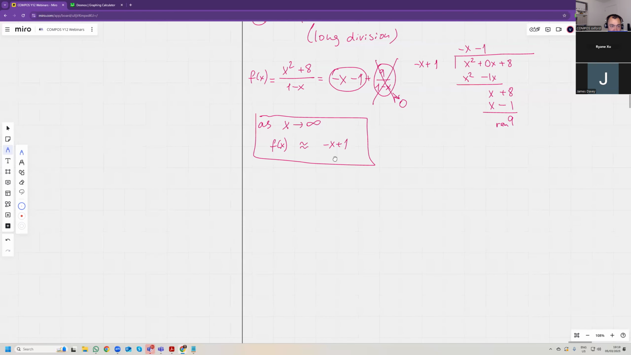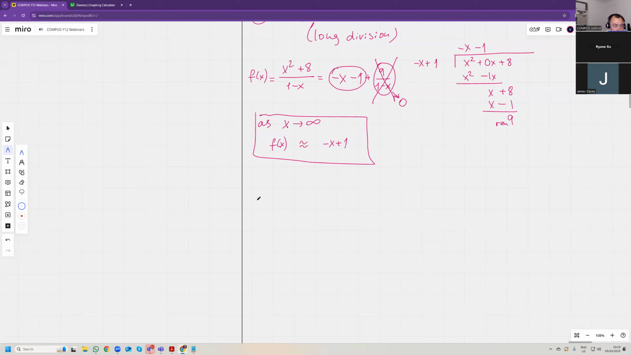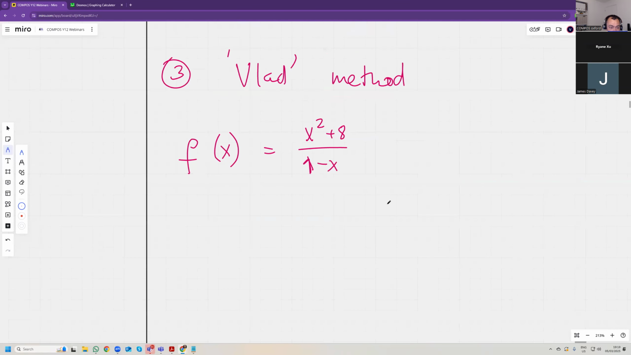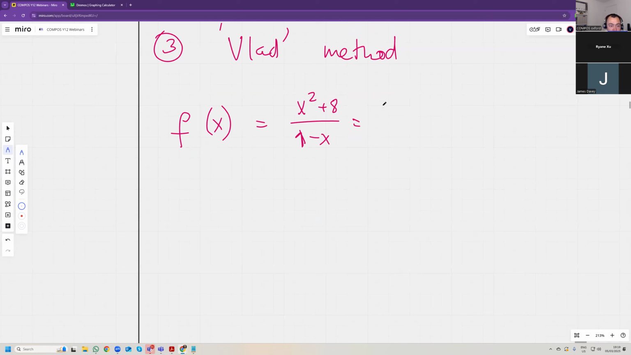Like I wouldn't even do long division, right? Let's call it the Vlad method. It's not my method. It's also long division, but it's a slightly different version. So I would do it like this: x squared plus 8 over 1 minus x. So I want to divide, so I would write x squared minus x plus x minus 1, and then plus 9. I would write it like this.